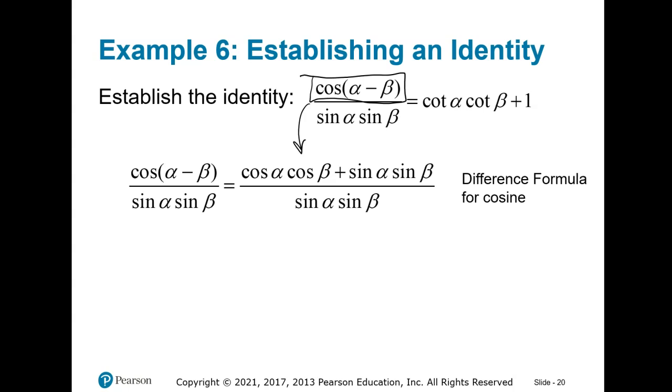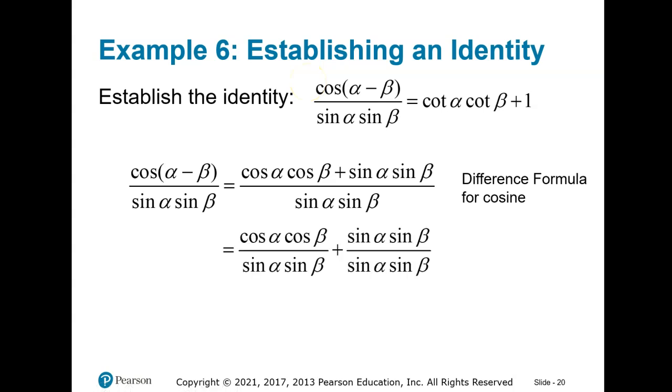When I'm splitting this up, I'm going to use that sum or difference formula, in this case the difference formula for cosine, and break that up. Then I see addition in the numerator, so I can break this into two fractions. One with this over sine alpha sine beta, and one with this, over sine alpha sine beta. And that, as you can probably tell, is going to move us towards that identity. Splitting into two fractions is a very common thing to do when verifying identities if you have a plus or minus up top.